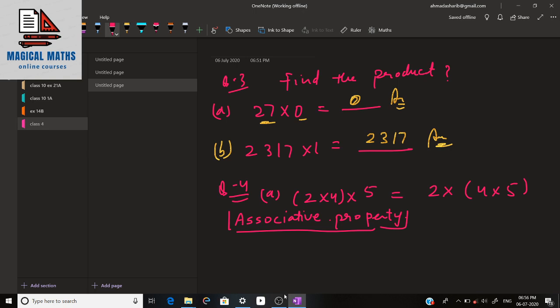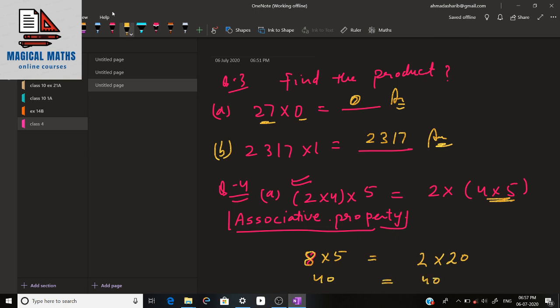Okay students, now we have to tell if this is true or false. So how are we going to do it? First of all, we have to solve whatever is inside the bracket. So what is there in the bracket? 2 into 4 is 8, and into 5. And here 4 into 5 is 20, into 2. So now multiply 8 into 5, that is 40, and 2 into 20 is also 40.